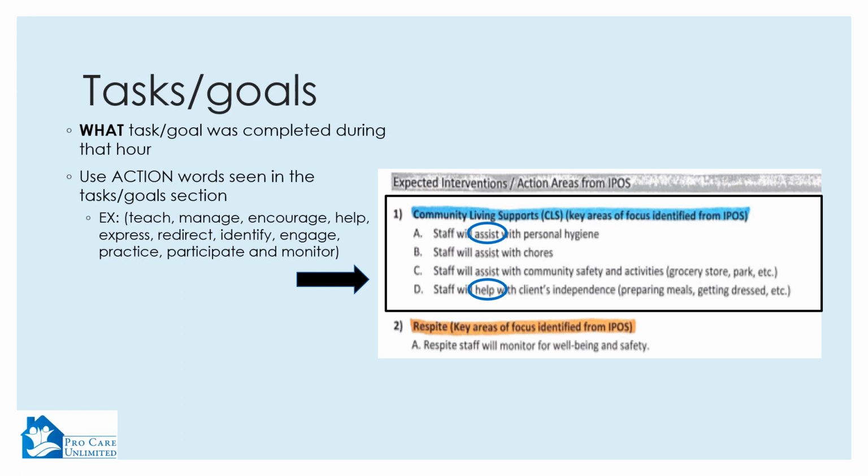After the times, you will move on to the task section. This is where you will write what goal you worked on for that hour. This section needs to be filled out every hour. Make sure to include the words that are in your goals section. Look to the IPOS and include the action words that you see in the goals section.